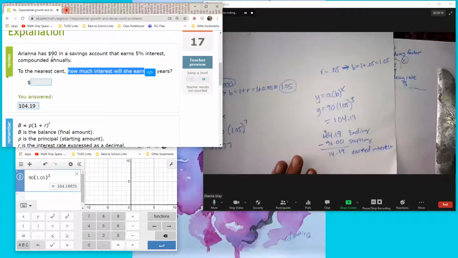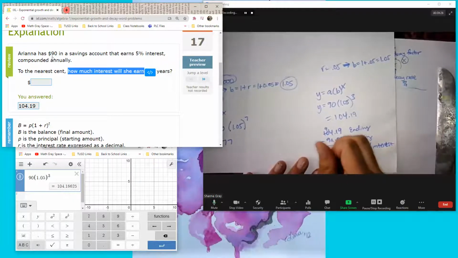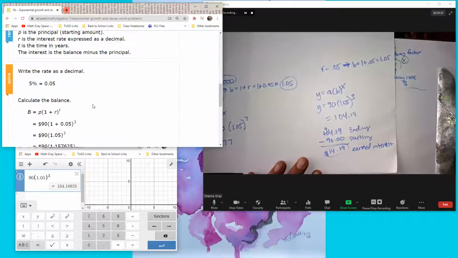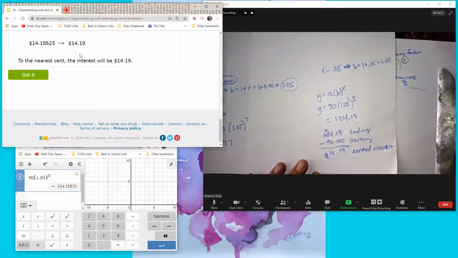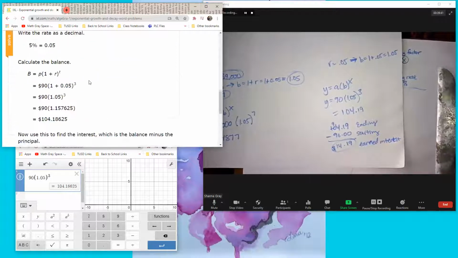It's very distracting. Basically, if you're just thinking about 104.19 minus $90, she earned $14.19, right? And that's what it's saying there. So if we go down to the bottom, 14.19. So just don't forget to read the instructions. You're not trying to find the total she had, but just the interest that she earned on top of that.